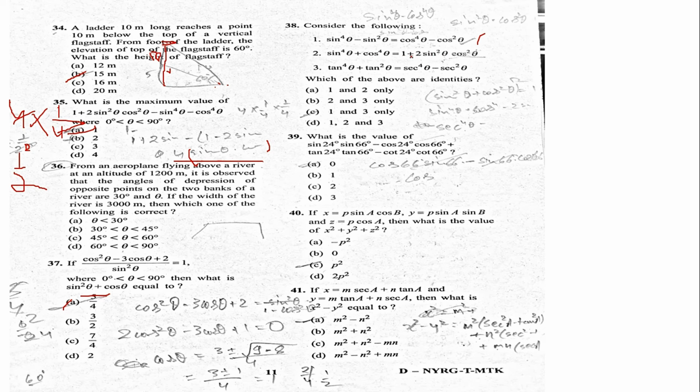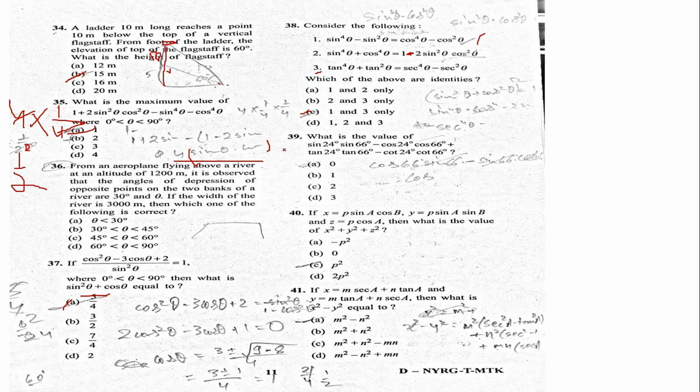And similarly in this, this will be equal to 1 plus 2 sin square theta into cos square theta. So this is not the right option. Here we will be having a minus sign, then it will be correct. So option 2 is not the correct option. So 1 and 3 is the right answer.